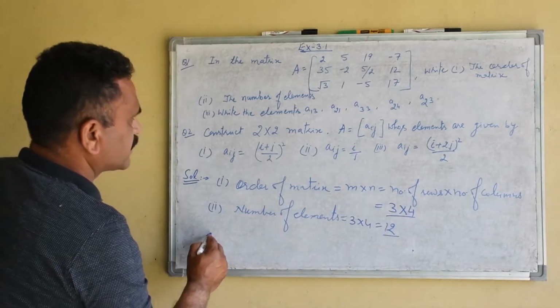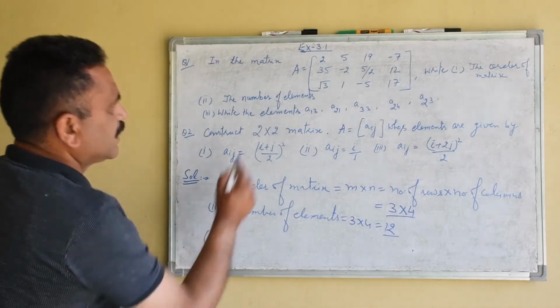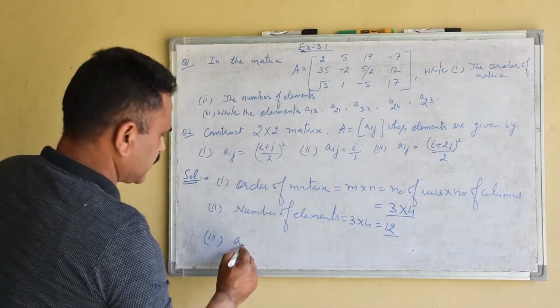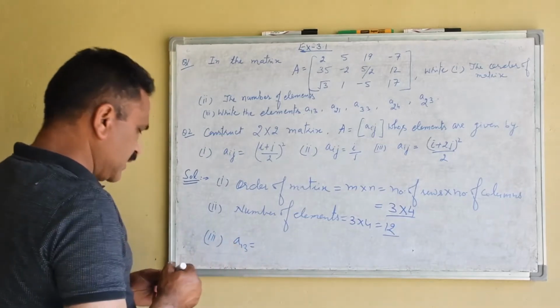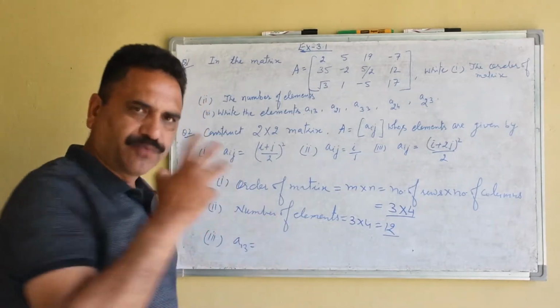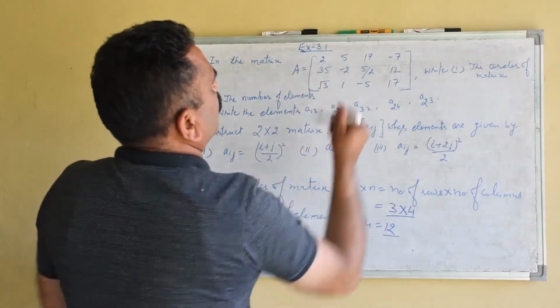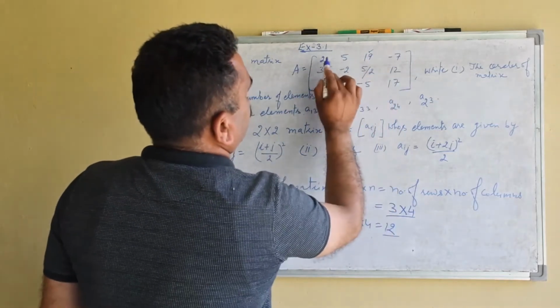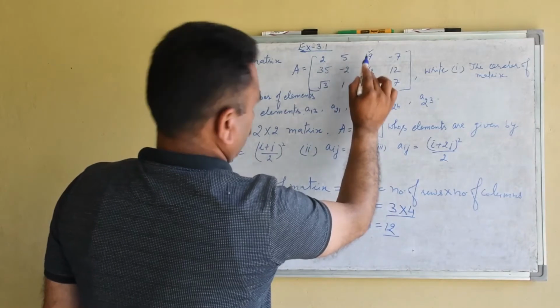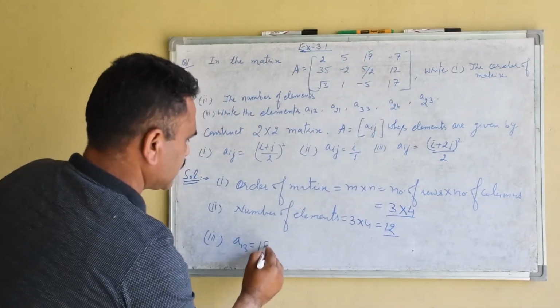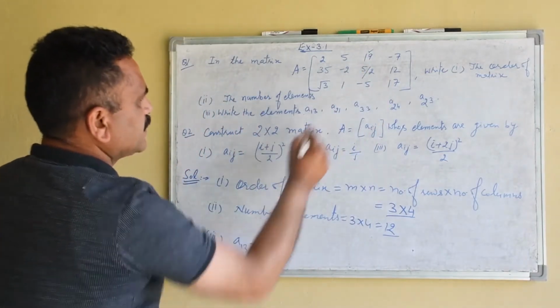Now third part, write the elements. A13. Here I is 1, J is 3. That means first row, third column. In this first row, A11, A12, A13. That is 19. Next is A21.